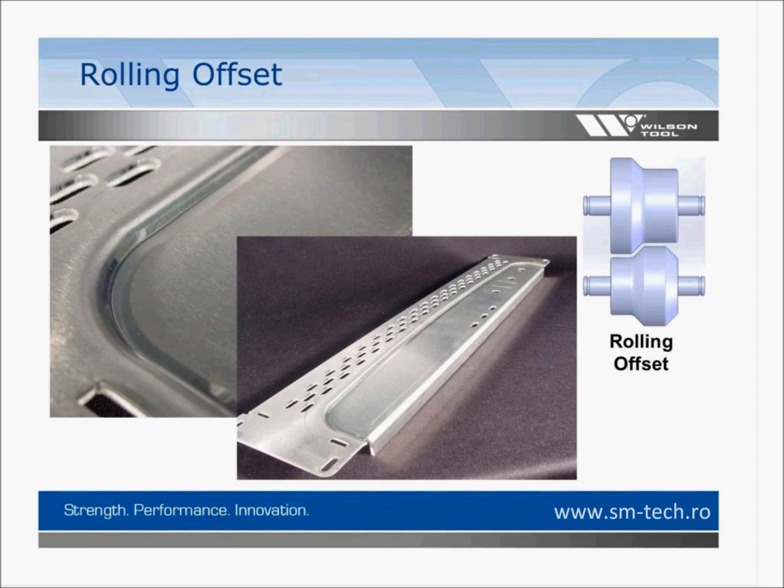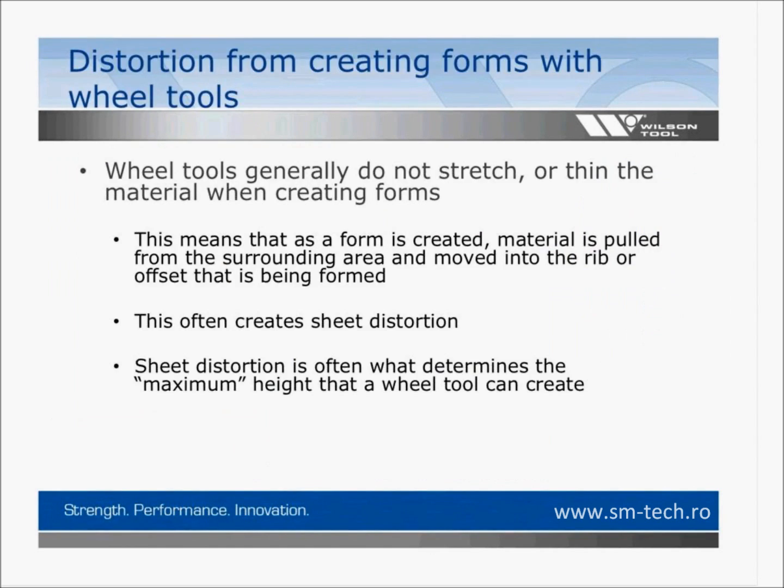Now, most of the pictures that I've shown up to this point of the rolling wheels have been what I would consider to be pretty good applications for the rolling tools. In many cases, we find that there are issues with the distortion of the material created by the wheel tool. When you run a wheel tool, you're not stretching or thinning the material in the forms. So when you create the form, your material is being pulled from the surrounding area into that form, and that can oftentimes create sheet distortion.